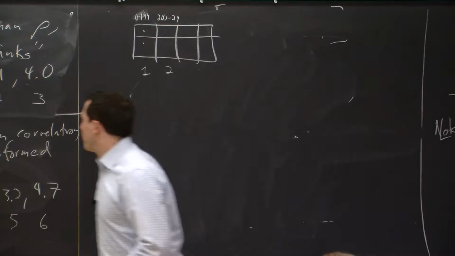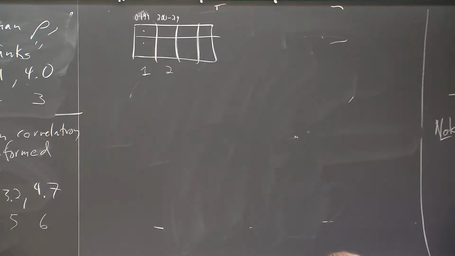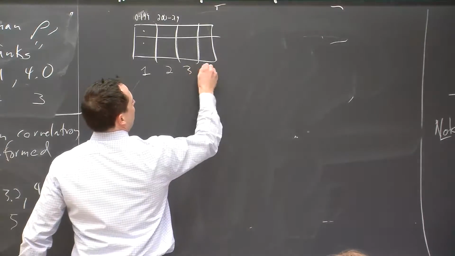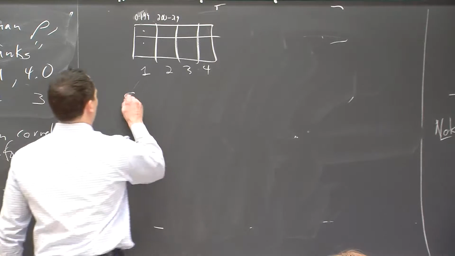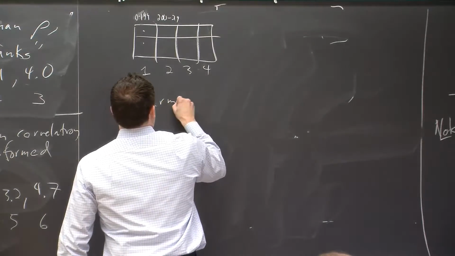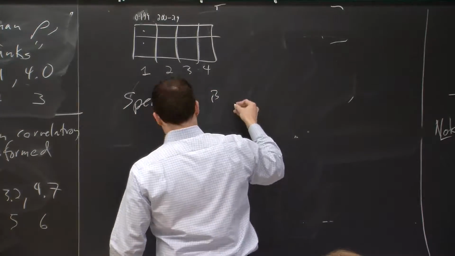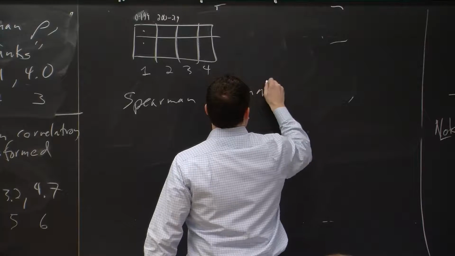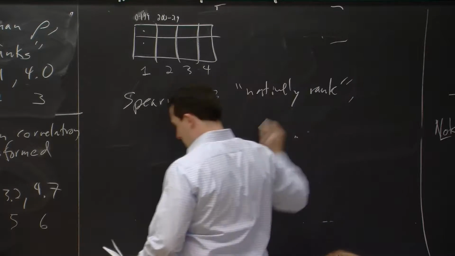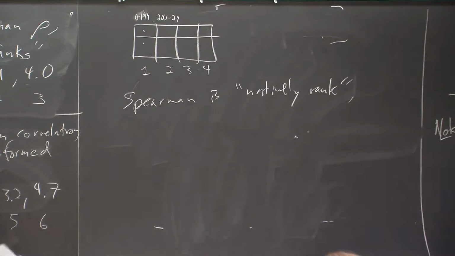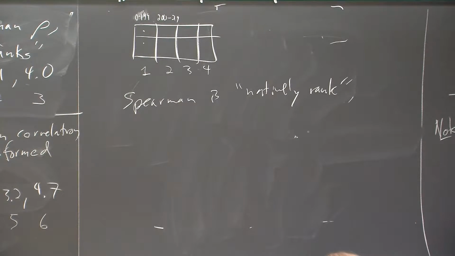So we're sort of implicitly doing this when we encode these numbers as just 1, 2, 3, 4. Okay, so this procedure, Spearman, is sort of a natively rank-based procedure, even though it's secretly just Pearson with some encoding.